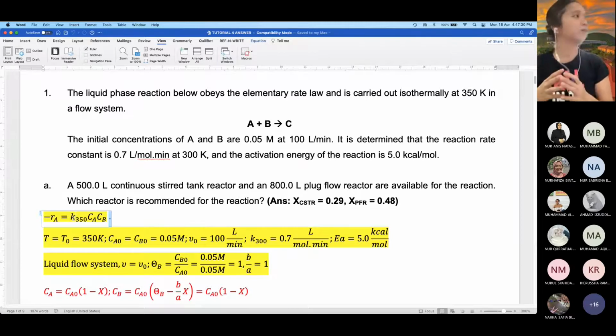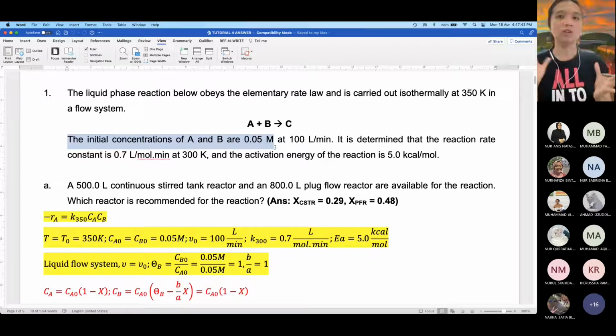Okay, done. Right, so next it says the initial concentrations of A and B are 0.05 molar. So now you know initially you have A and B, and they give us the initial concentration. So initially, the initial concentration of my A is 0.05.